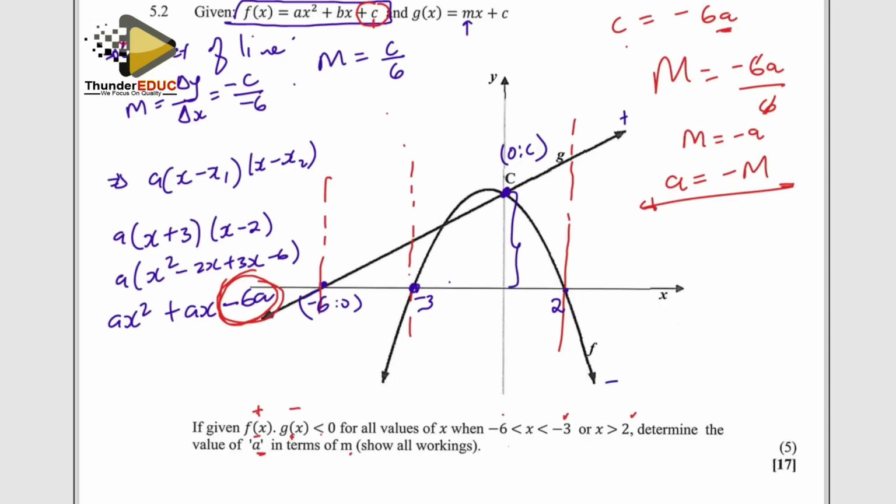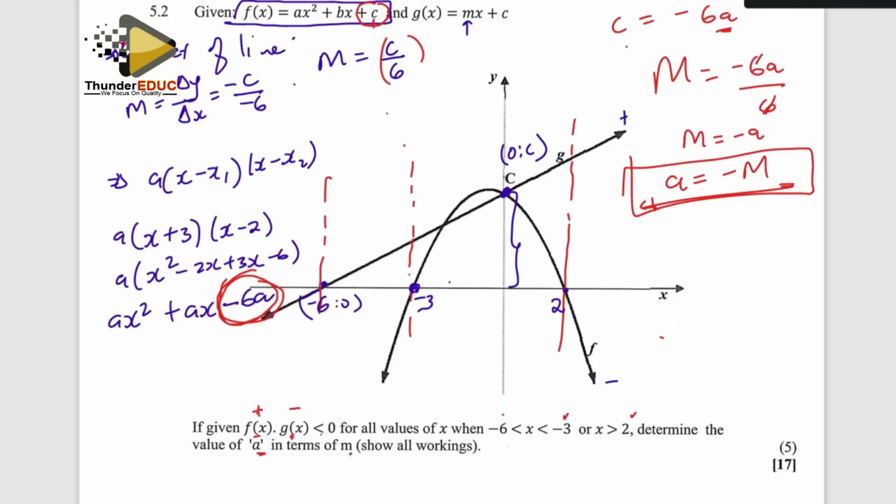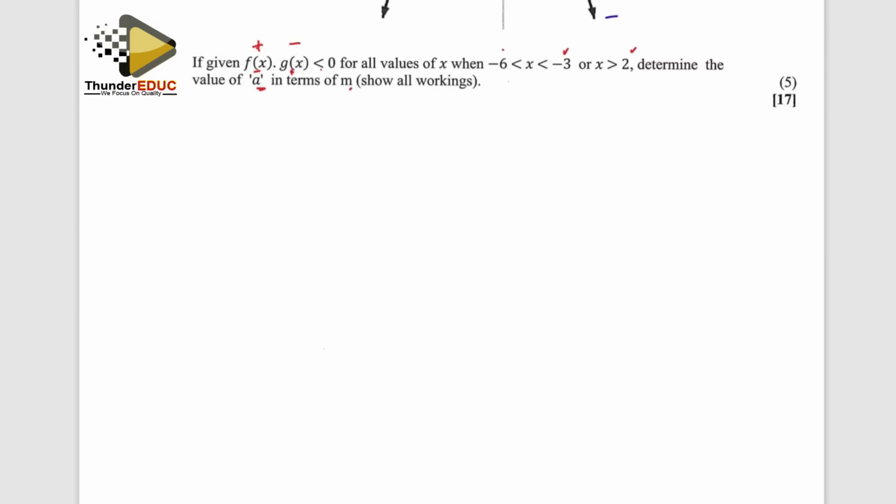Or I can find the first derivative of that, which is just going to be 2ax plus b, and then I'll equate it to this C over 6 and then work it around using that direction as well. So this is what the question wanted. A is negative M. So regardless of how you approach the question, we should at least end at some position like that. Okay, so that is question number 5.